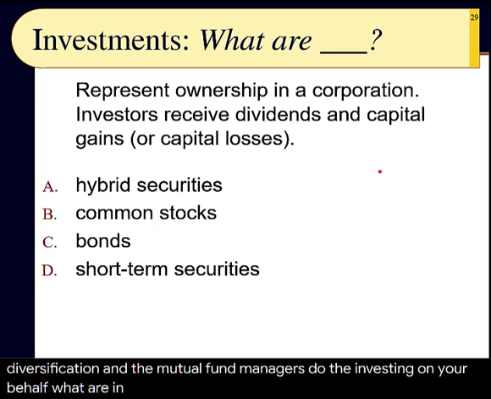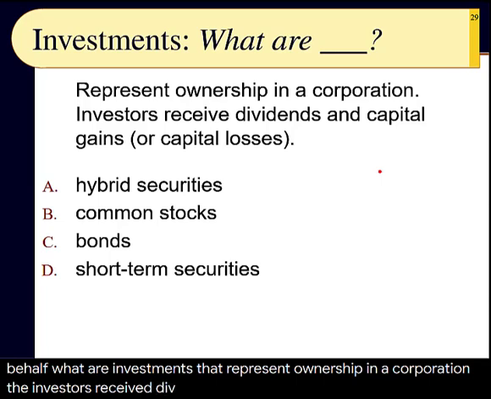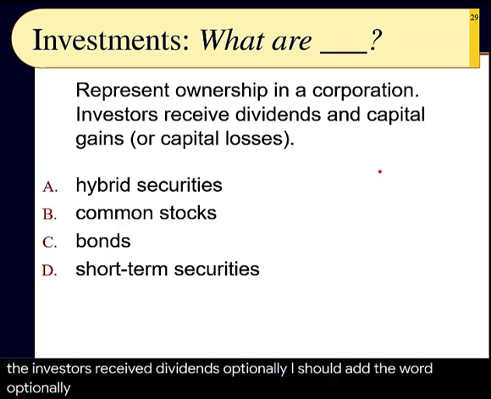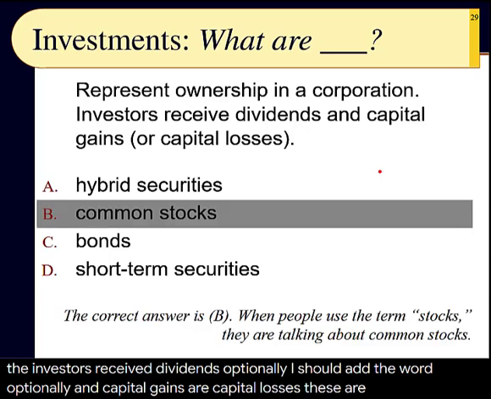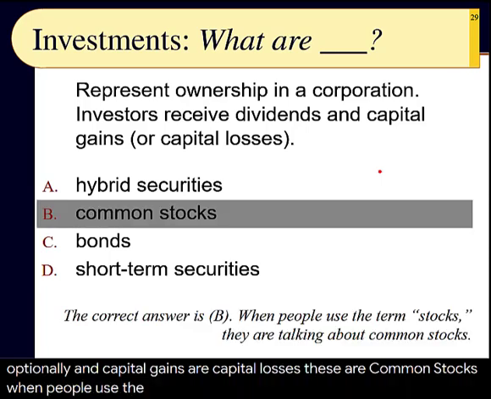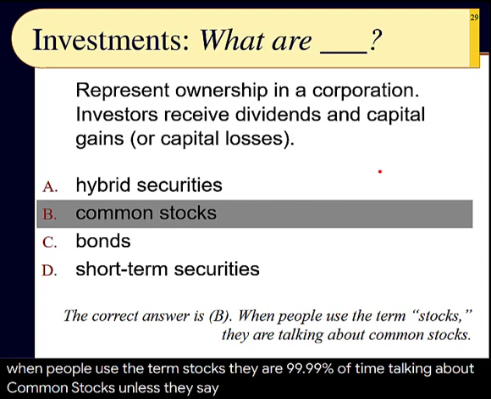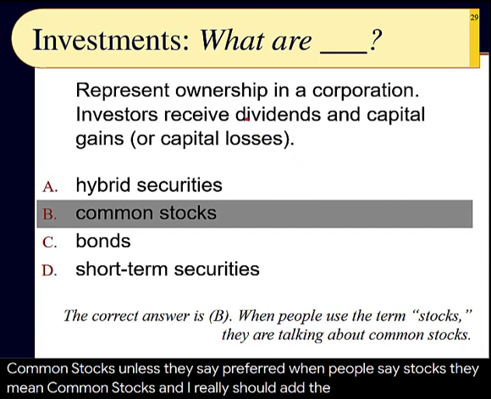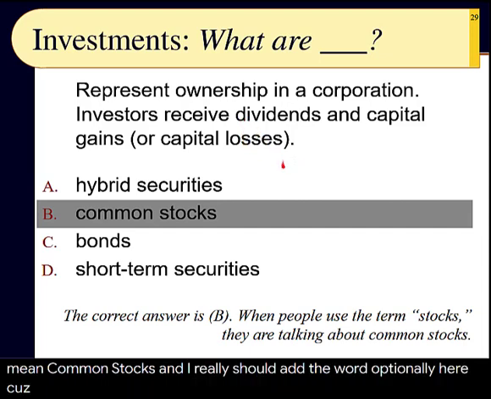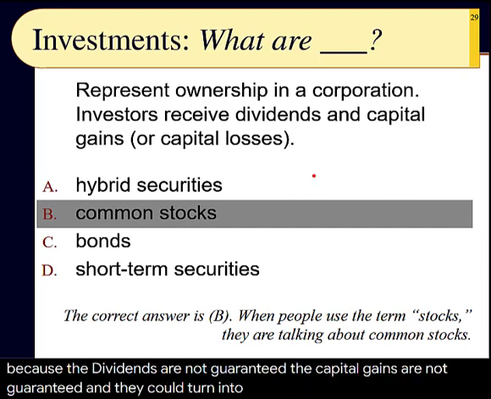What are investments that represent ownership in a corporation? The investors receive dividends, optionally, I should add the word optionally, and capital gains or capital losses. These are common stocks. When people use the term stocks, they are 99.99% of the time talking about common stocks, unless they say preferred. When people say stocks, they mean common stocks. And I really should add the word optionally here because the dividends are not guaranteed, the capital gains are not guaranteed, and they could turn into capital losses.